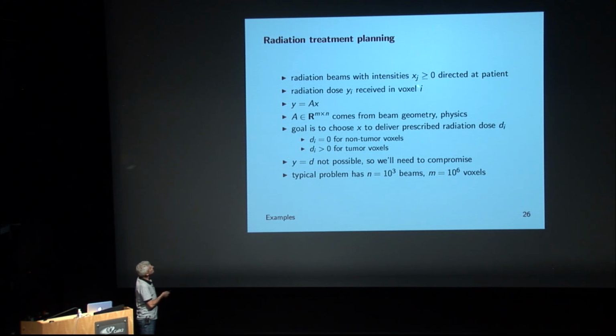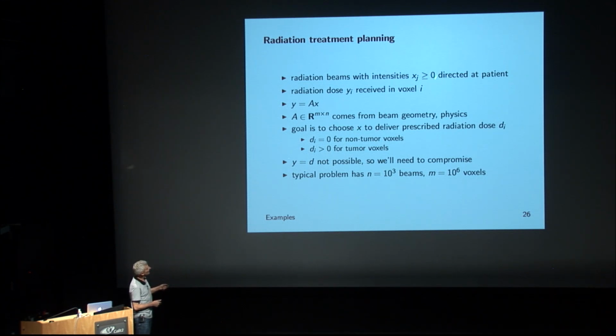Now the mapping from the beam intensities to the radiation doses is linear, so you just write y = Ax. The entries here are all non-negative, but they come from beam geometry and physics, so it's actually very complicated. That's a whole subfield, producing A. Part of it has to do with things like beams getting attenuated as they travel through different structures. They scatter, they hit bone and scatter a little bit, and there's all sorts of stuff there. But the point is, for the rest of us, this is y = Ax. And the goal is to choose x.